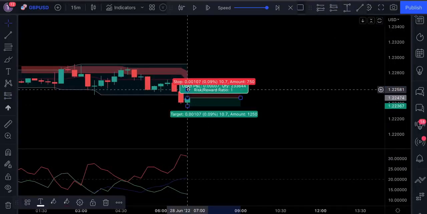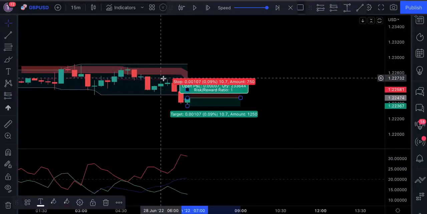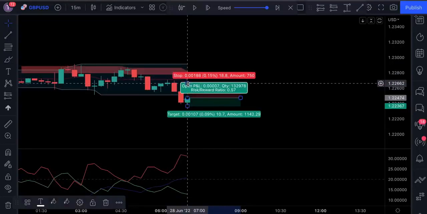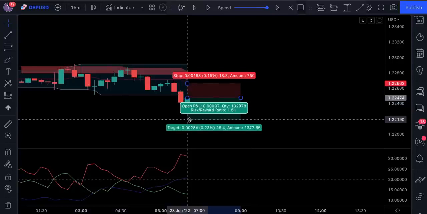Just like with the long trades, our stop loss can either be placed at this red line or at this upper grey band. Our take profit target will be set at 1.5 times the risk.